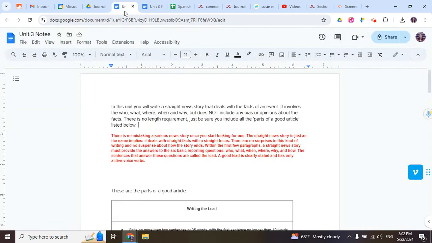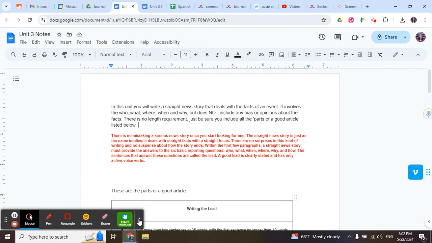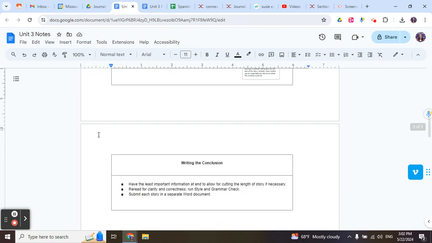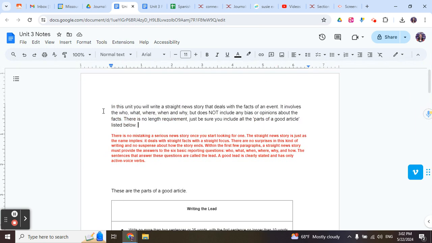And then I put some notes together for you. So I'm going to link this so that you can get it easily. And so I kind of put it all together for you on one page. So you will write your own straight news story that deals with the facts of an event. It involves the who, what, where, when, why, and how. I didn't put that in here, but it does not include any bias or opinions about the facts.